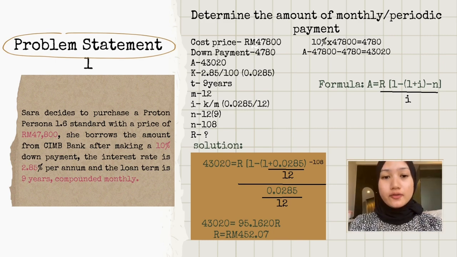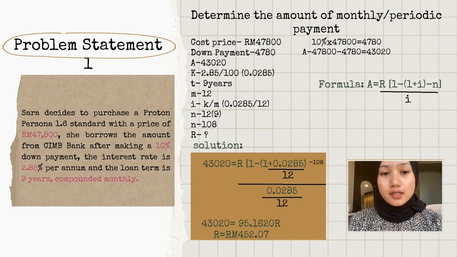The cost price is RM47,800, but Sarah made a 10% down payment. So to find the down payment, 10 divided by 100 times 47,800 gives 4,780. Then 47,800 minus 4,780 gives 43,020 ringgit. So A is 43,020 ringgit. K is 0.0285. T is 9 years.